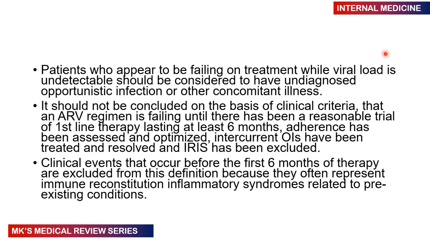It should be concluded on the basis of clinical criteria that an ARV regimen is failing only after a reasonable trial of the first line for at least 6 months. You can't say someone has treatment failure if they haven't been on treatment for 6 months. So adherence should be assessed and optimized, any opportunistic infections should be treated, and any IRIS should be ruled out. Clinical events that occur before 6 months of therapy should be excluded from the definition because they often represent either IRIS related to pre-existing conditions.